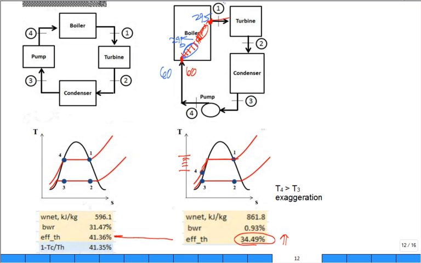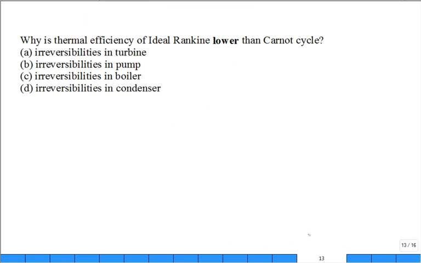Why? Because the thermal efficiency of the ideal Rankine cycle is definitely less than the Carnot. Why? Because of irreversibilities in the turbine, irreversibilities in the pump, irreversibilities in the boiler, or irreversibilities in the condenser. And one of those answers is the best answer. Which one is it? C, irreversibilities in the boiler. Is there a lot of friction in the boiler? Nope, the pressure didn't change. Inlet pressure, outlet pressure. Then what's the source of the irreversibilities?